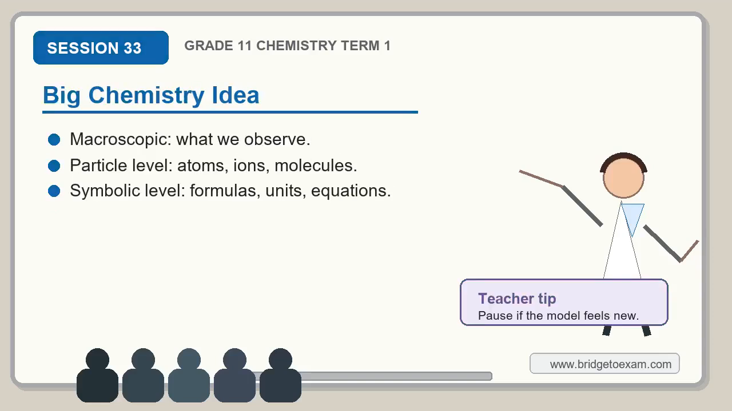First, keep the three chemistry levels together. Stoichiometry uses a balanced equation as a recipe. Coefficients tell the mole ratio of reactants and products. They do not directly tell grams unless you convert through molar mass.